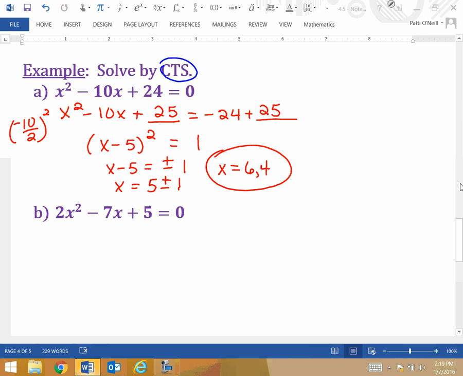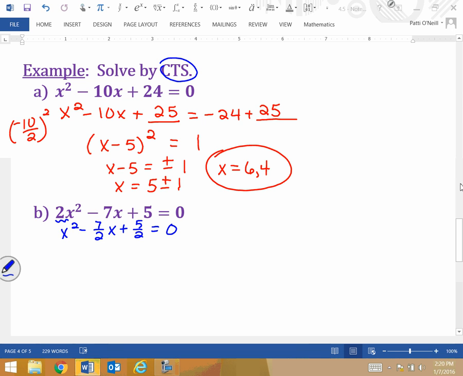In the second problem, 2x squared minus 7x plus 5, the first issue that we run into is that we have a leading coefficient other than 1. So I need to get this into the situation where the leading coefficient is 1. I'll divide everything through by 2. So this is x squared minus 7 halves x plus 5 halves equals 0. Now, you non-lovers of fractions are maybe going to dislike these types of problems because you are going to see fractions from time to time.